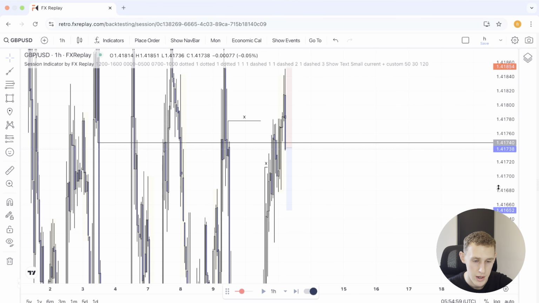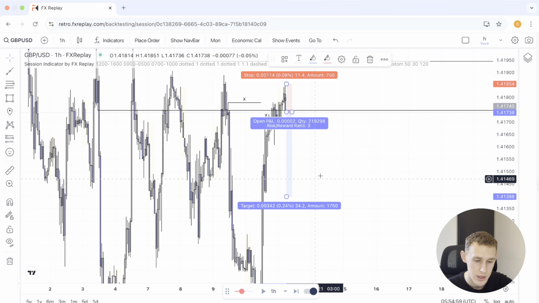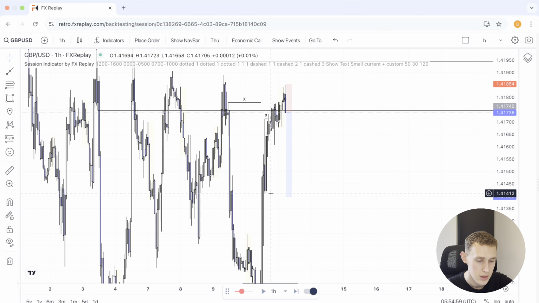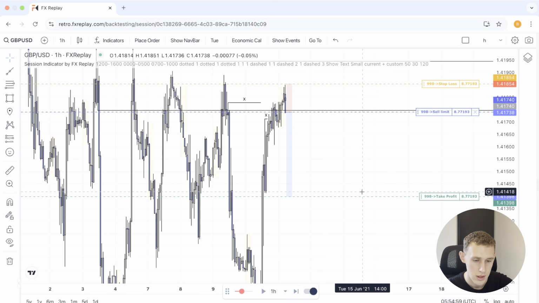And for this trade, I'm going to go for, again, just the mechanical TP rule, which aligns nicely with this previous liquidity level down here. So let's set this. There we go.